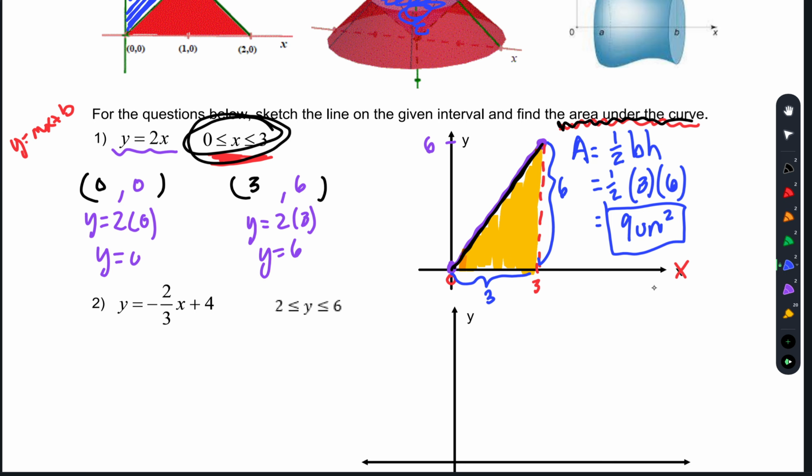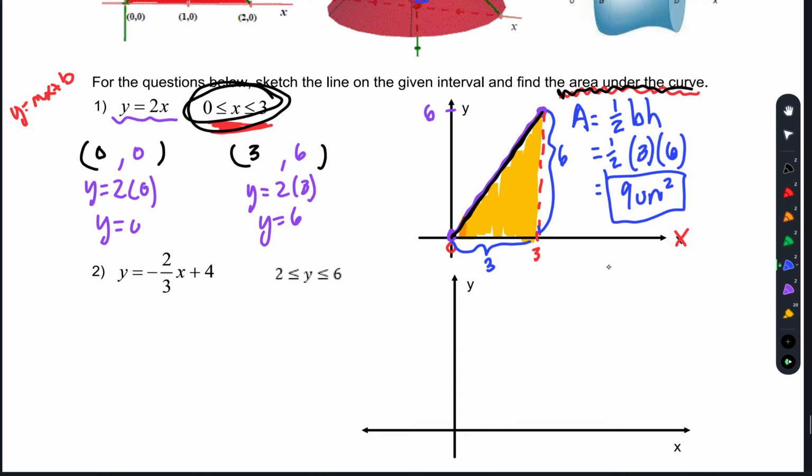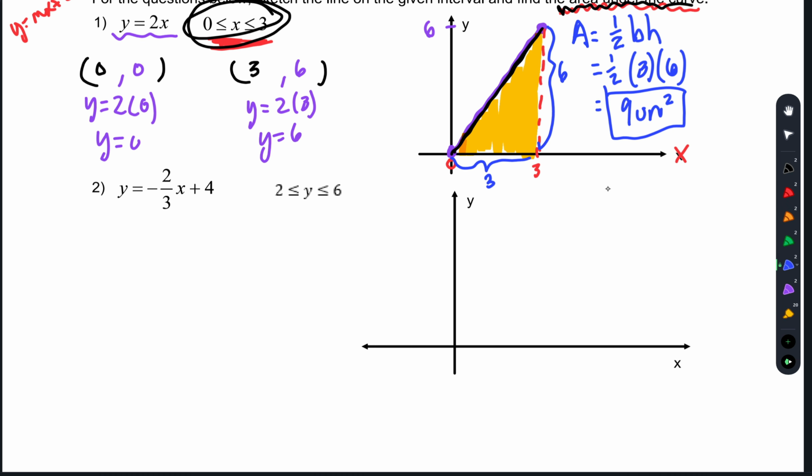Does that make sense? Area under the curve. Okay, so let's start the next one. I always like to start by putting my restrictions into my graph so I can kind of visualize them first. I see 2 is less than y is less than 6. That means my graph is only going to show up where the y values this time, so the vertical axis, are between 2 and 6. So let's put 6 up here. Let's put 2 maybe right here.